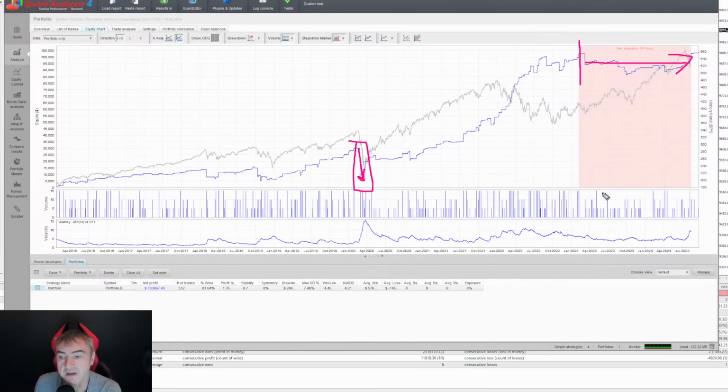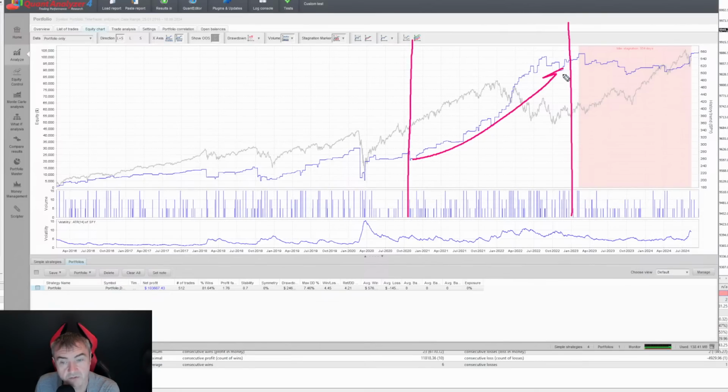So there you go. So that's the results of that one. Pretty good strategy. Pretty robust, but high stagnation. And the thing that I don't like about it is the vast majority of the profit was made there.